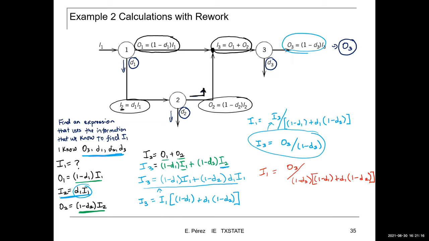So all that math that you've been taking as part of your undergraduate degree, we are putting that into work here. Okay, so we are solving equations, substituting equations, and finding the unknown. Questions? Like if I plug in some numbers, if I give you D1, D2, and D3, and the output of 3, then you just go into this expression, plugging in, get the input of one. Okay. Good.